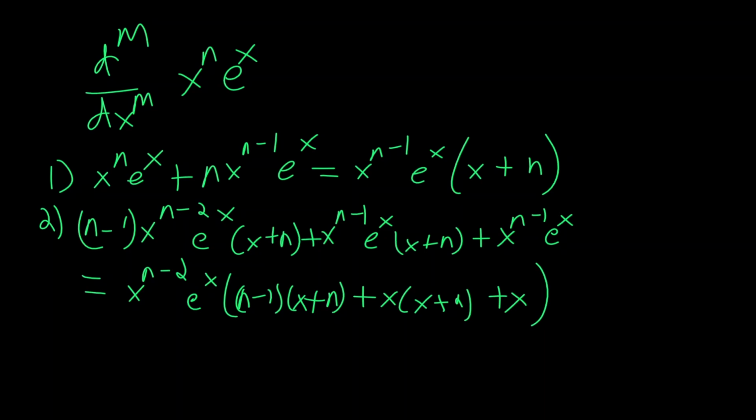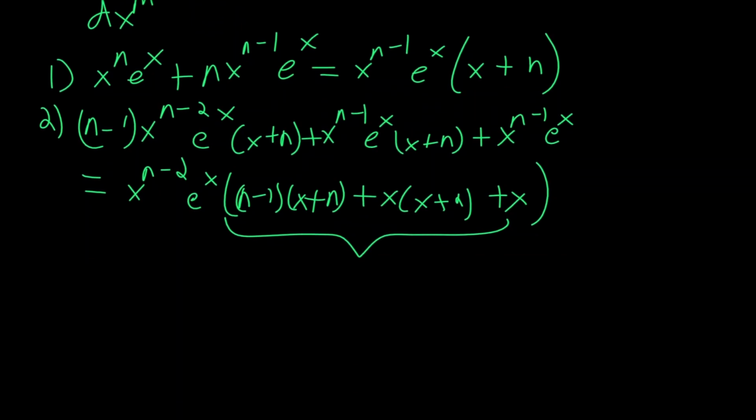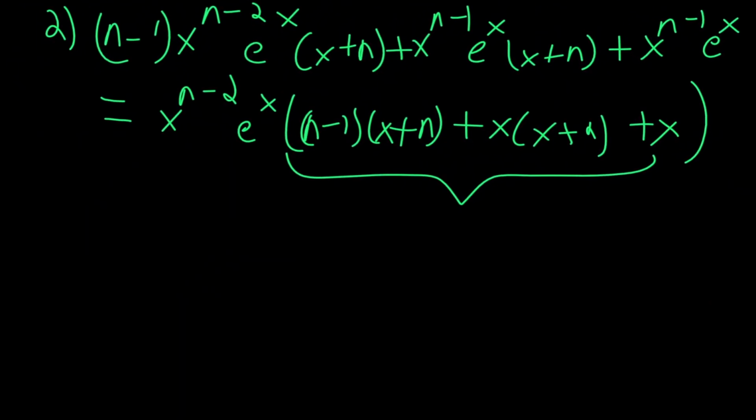And let's FOIL out what this is right here. Let's try to get this into terms of a normal quadratic, right? So distributing this n times n minus 1, we find that this is an n times n minus 1, and then plus n minus 1 times x.